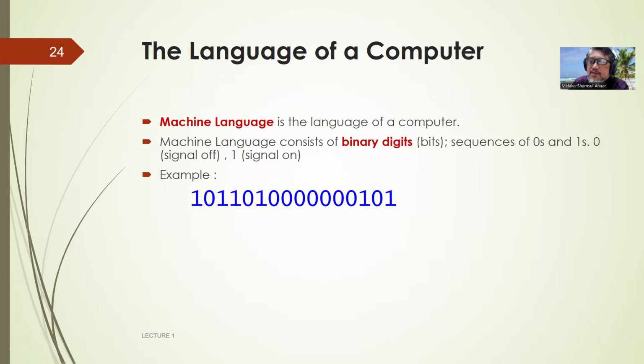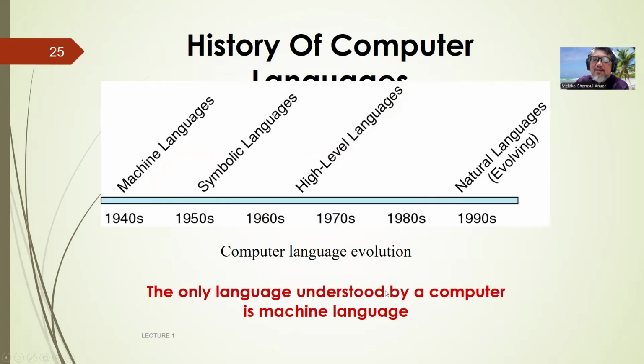So machine language consists of binary digits or bits. So this one is one example. I don't know what it says there. Okay.